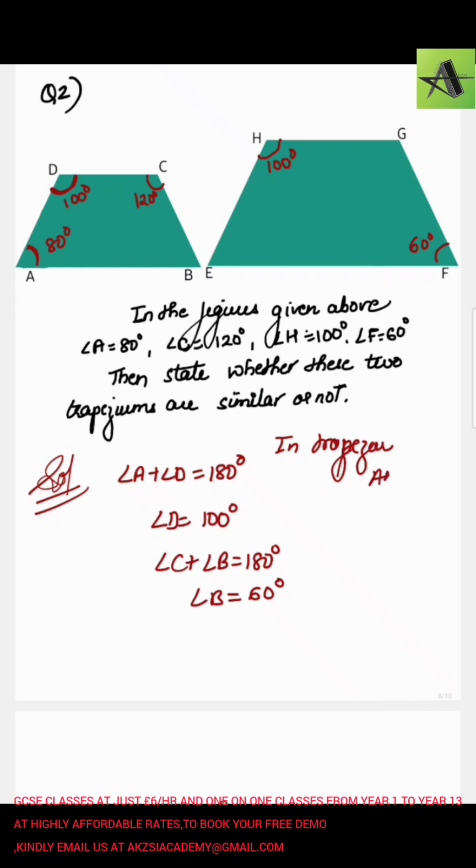Similarly, I'll apply this in trapezium EFGH, and I have to do the same thing. Two lines are parallel, this is a transversal, and the sum of interior angles of two parallel lines cut by a transversal is always equal to 180 degrees. So this will again be 180 minus 100, which gives me 80 degrees.